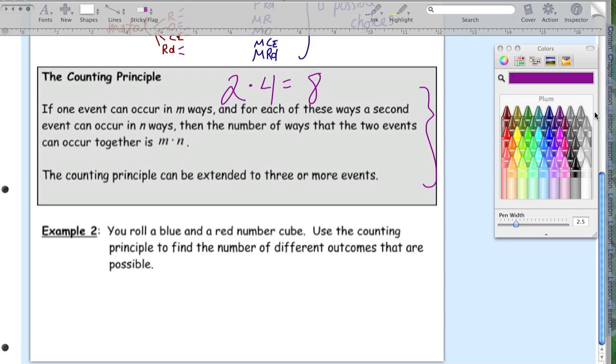Now, let's assume here that what you get on the blue one is color specific. You can't say the 3 on the blue is the same as the 3 on the red. Whatever you get is color specific, okay?